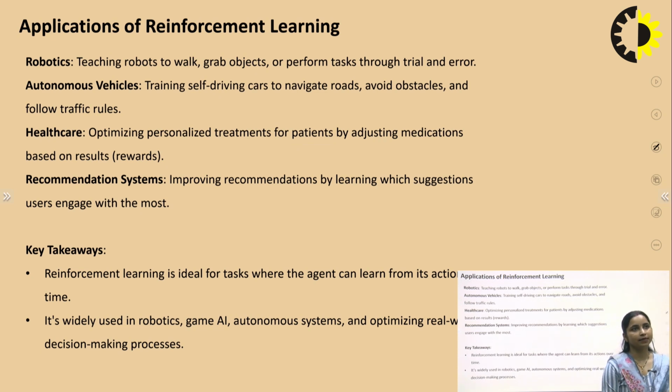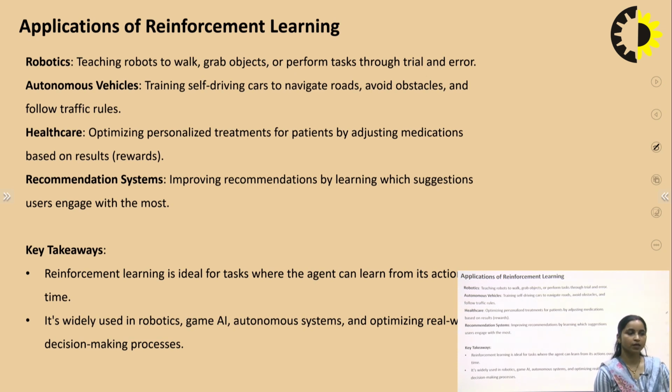Then comes the applications of reinforcement learning. We can use it in robotics for teaching robots to walk, grab objects, and perform tasks through trial and error. Autonomous vehicles, like training self-driving cars to navigate roads, avoid obstacles, and follow traffic rules. We may also apply this in healthcare, to optimize personalized treatments for patients by adjusting medications based on results. And we can use it in recommendation systems to improve recommendations by learning which suggestions users engage with the most.